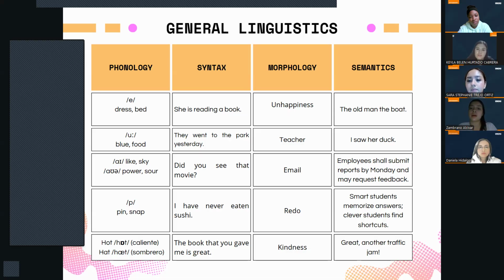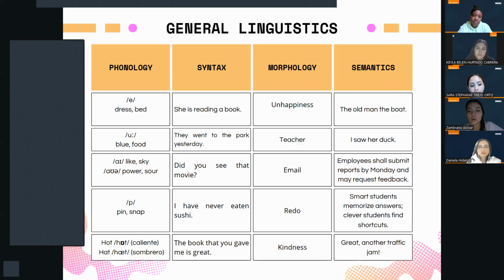I am Alison Zambrano, and I am going to talk about morphology. What is it? Morphology is the study of how words are formed using small units called morphemes. What is it used for? It helps us understand how words are formed and how their meaning can change. Now, I'll show you 5 examples of words formed in modern English: unhappiness, teacher, email, riddle, and kindness.